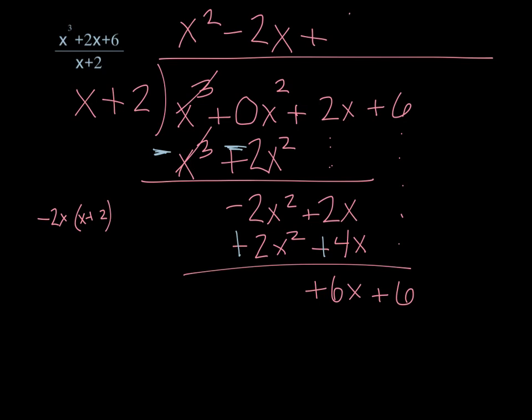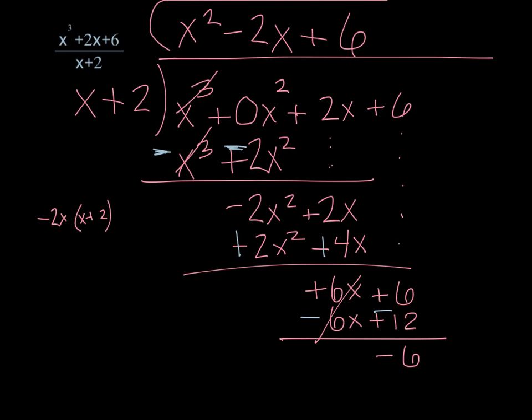The result is 6. That's 6x plus 12 when we multiply through. Distributing the minus sign and adding like terms, we get 6 minus 12 is minus 6. So x squared minus 2x plus 6 is my quotient with a remainder of negative 6. That concludes this video.